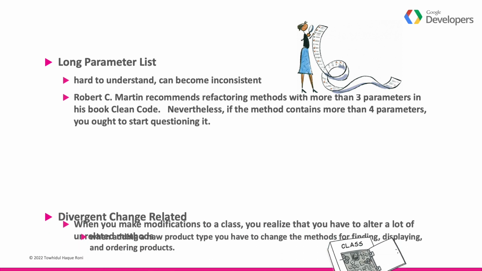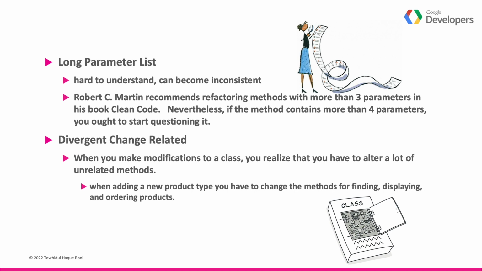Another issue we encounter is divergent change. Have you ever realized that when you make a modification to a particular class, you end up having to alter numerous unrelated methods? It's like when you add a new product type, you have to change the methods for finding, displaying, and ordering products. It can be quite frustrating.